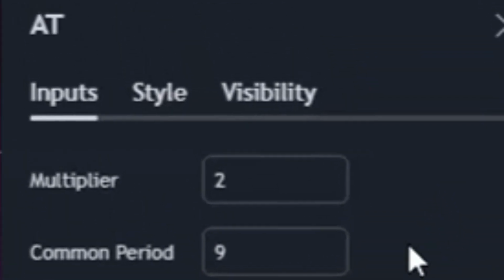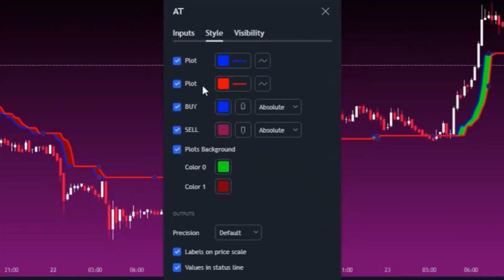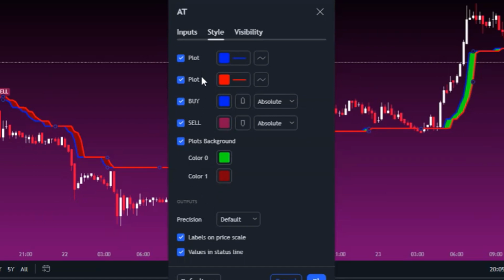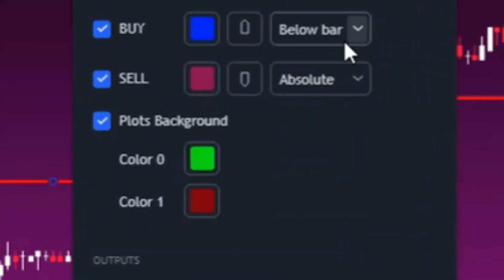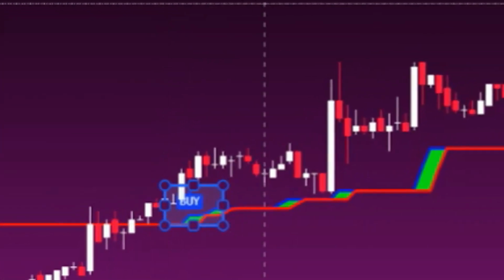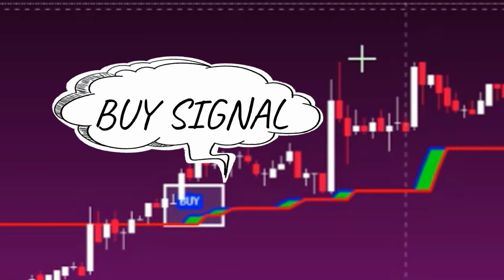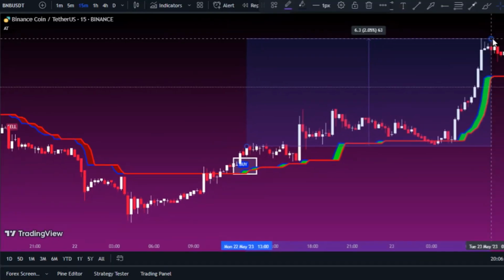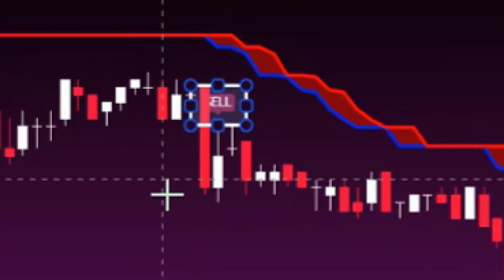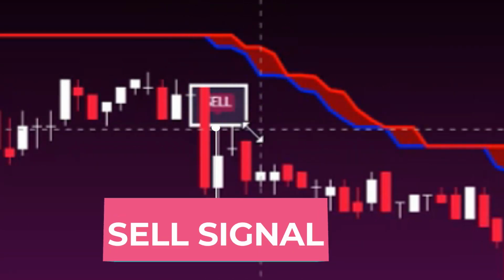Next, in the style section, alter the buy signal to below the bar and the sell signal to above the bar. This makes the buy and sell signals instantly recognizable. This indicator makes trading pretty straightforward. When you see a buy signal, you can enter a buy trade. And similarly, when you see a sell signal, you can enter a sell trade.